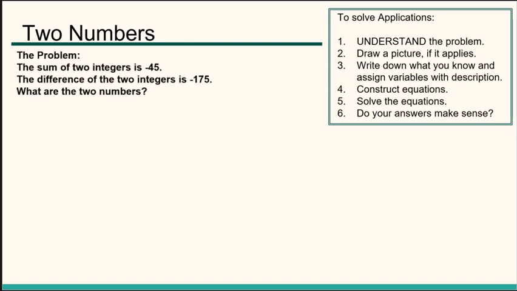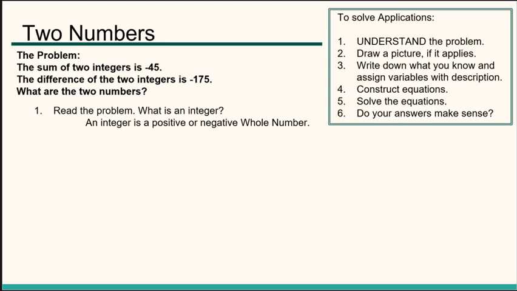Our problem is: the sum of two integers is negative 45. The difference of those same two integers is negative 175. What are the two numbers? Step number one, read the problem. What's an integer? An integer is a positive or negative whole number. Okay, so that means no fractions. Step two, no picture, just a couple of numbers.